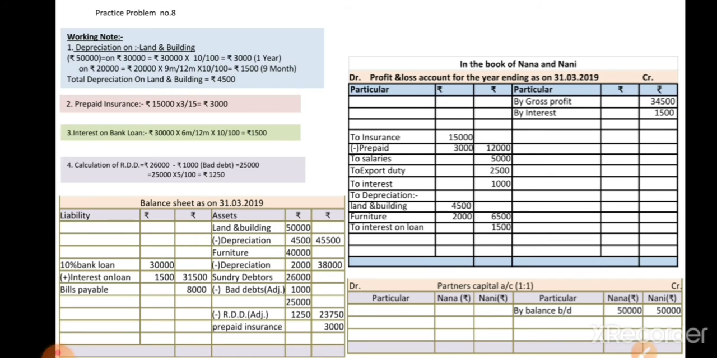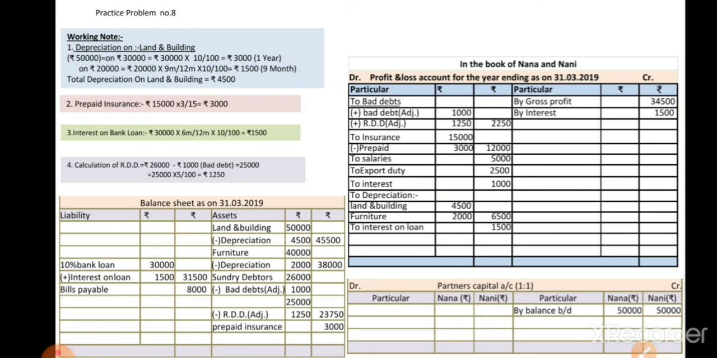Yes or no? Then on that balancing amount we calculate the RDD in adjustment, that is how much percent? 5% on the sundry debtors. It means we calculate 5% on 25,000. How is it calculated? 25,000 into 5%, so we get the amount of RDD, that is 1,250, and the balancing amount of debtors is 23,750.